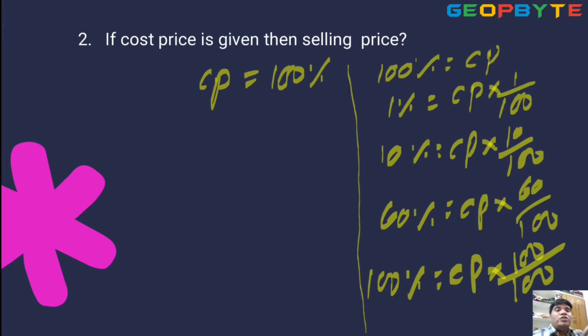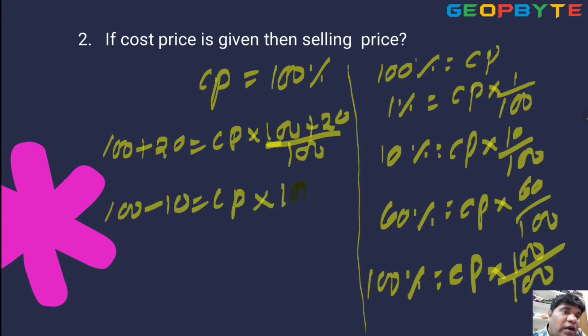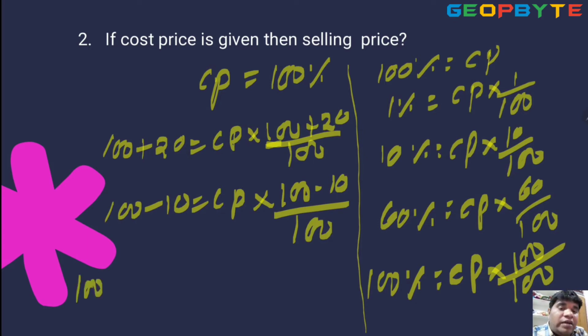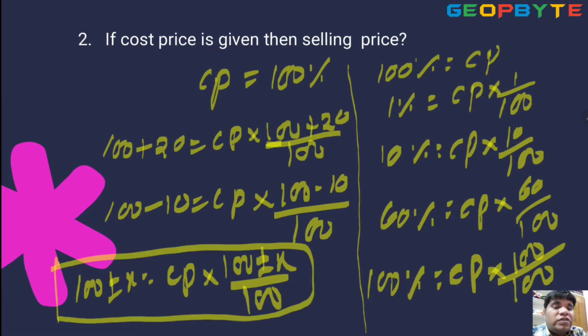Okay, children, so I want 20% profit. So 100 plus 20, CP into 100 plus 20 by 100. Suppose 10% loss: 100 minus 10, CP into 100 minus 10 upon 100. In the same way, X percentage profit or loss, whatever it may be, CP into 100 plus or minus X upon 100. This is called selling price.